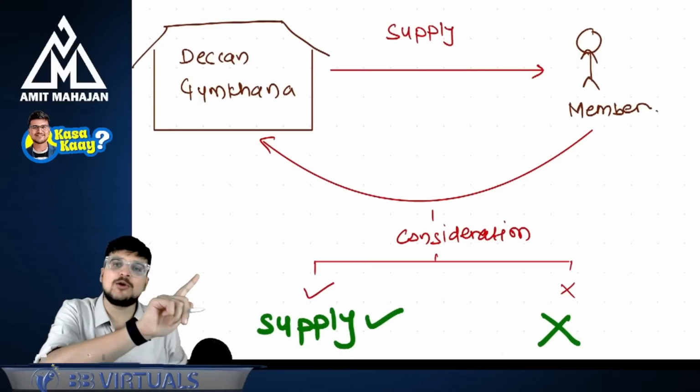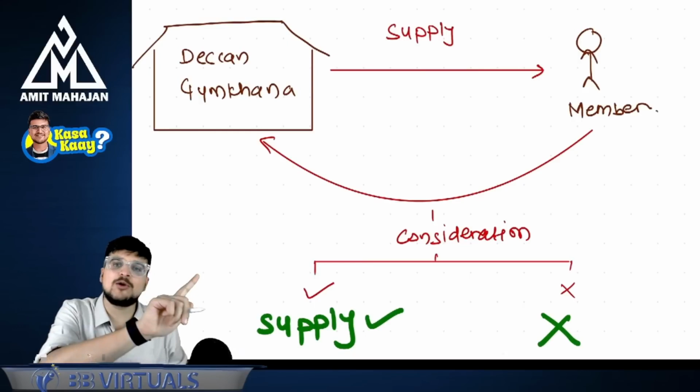Number one, employment. Just remember one thing. If there is an employment agreement and within the employment, there is some kind of service which is given by the employer to the employee, or by the employee to the employer. So any service which is given by the employee to the employer under employment, it will not be considered as supply because it is there in the negative list. Employment part always comes under negative list.